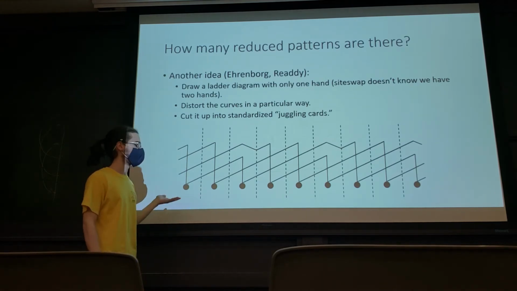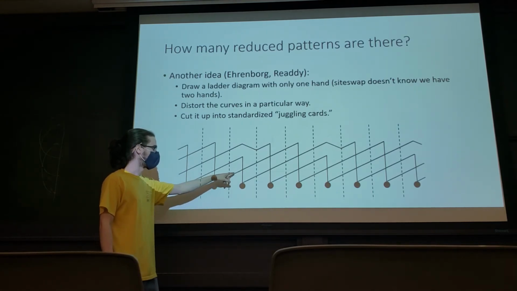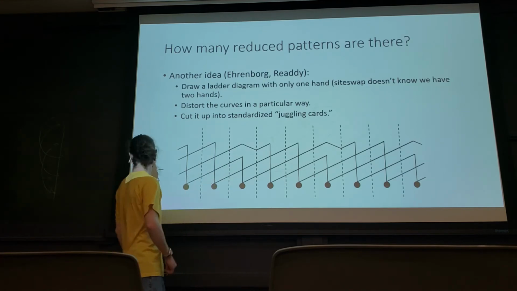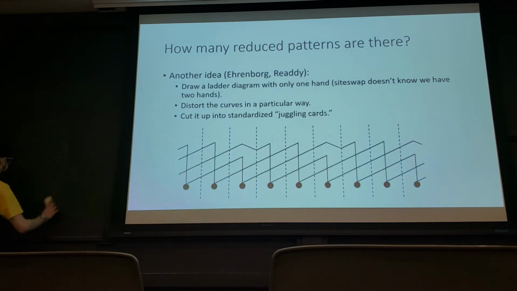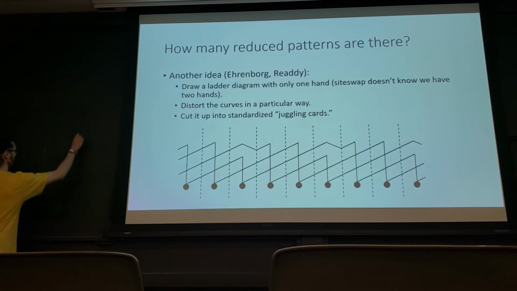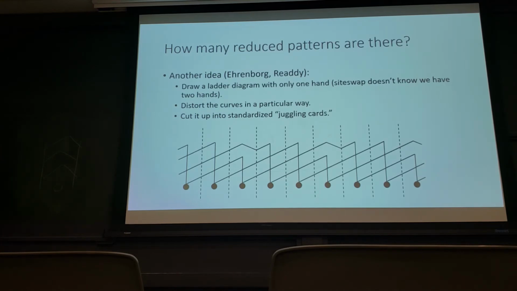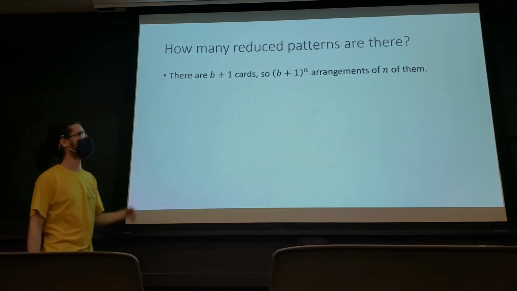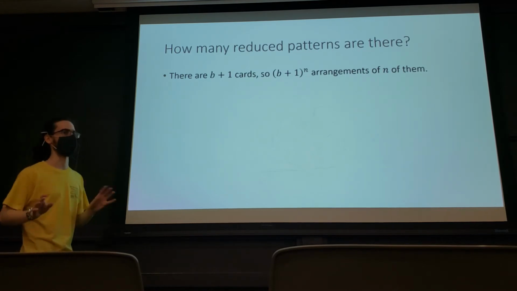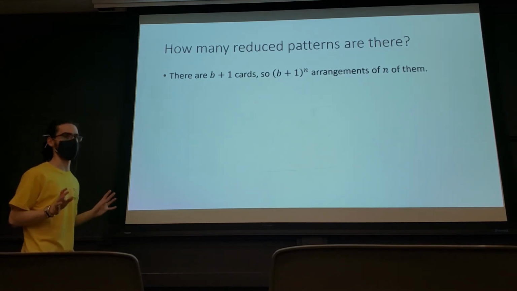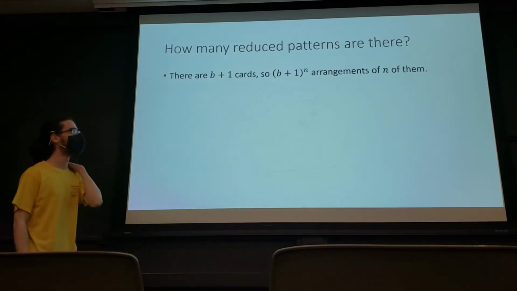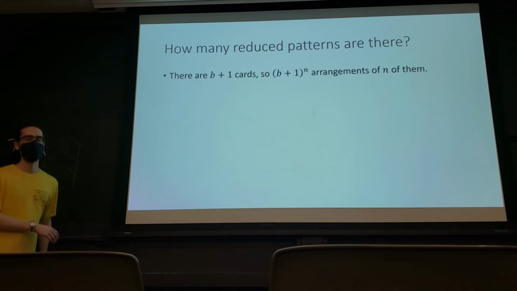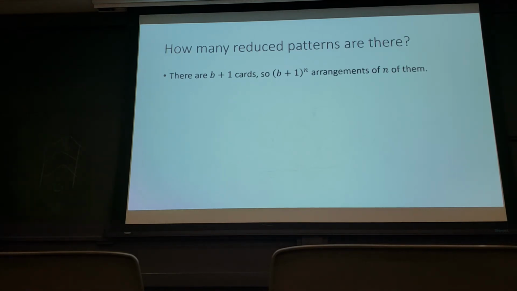Not pictured are 2 more juggling cards. One of them has the first ball fall down, and one of them has none of them falling. That juggling card just looks like this, and this would correspond with 0 in siteswap. So anyway, for b balls, there are a total of b plus 1 cards you can end up with. I said that any arrangement of them is going to give you a ladder diagram, sort of. So there are (b plus 1) to the n arrangements of n of them, and if you repeat those, that'll give you juggling patterns, almost.